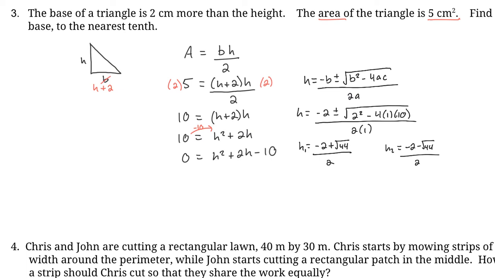Now input that into your calculator. You're just going to get 2.3 approximately, or negative 4.3. But negative 4.3, we can't have that. We can't have a negative value for a height. So that's not part of your answer. And now we're just going to use that value for h to find our base. So our base is equal to h plus 2, and that's just 2.3 plus 2. So our base is just equal to 4.3. And this is actually all in centimeters.